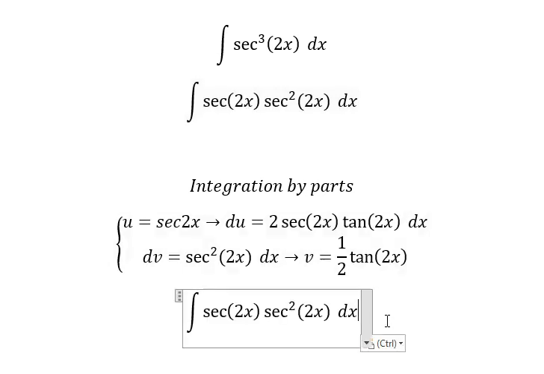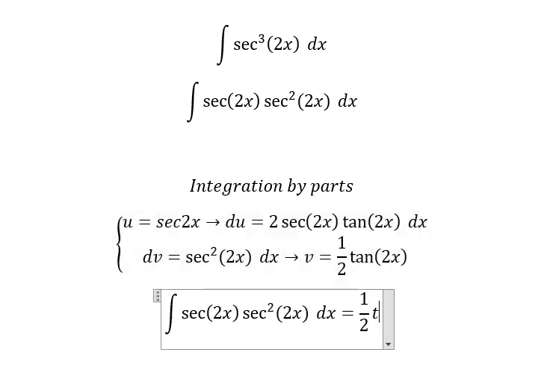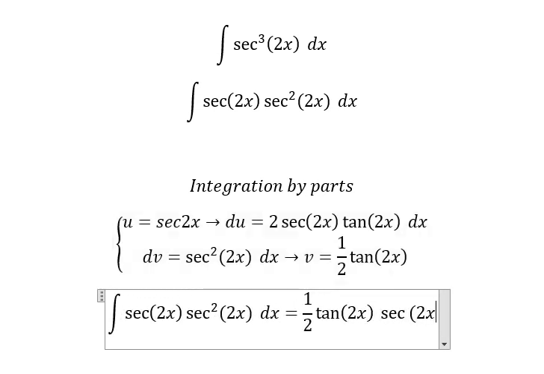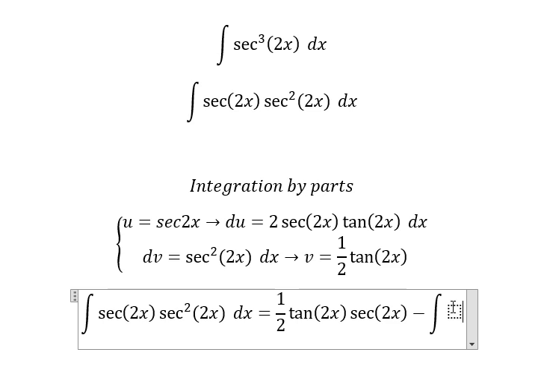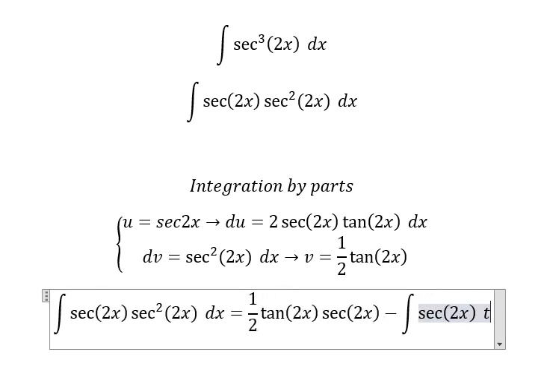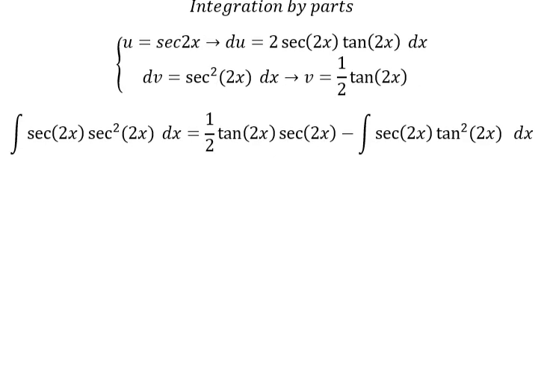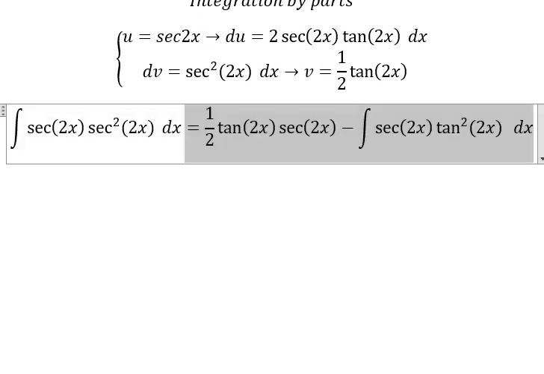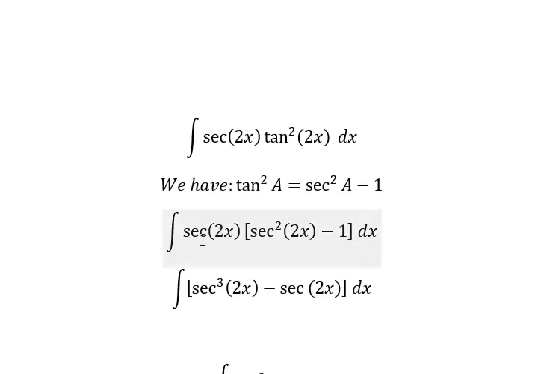So we have u multiplied by v minus the integration of v du, so number 2 and 1 over 2 cancel, and now we have only the integration of secant of 2s tan 2s squared ds. Next, we know that this one is about this one.